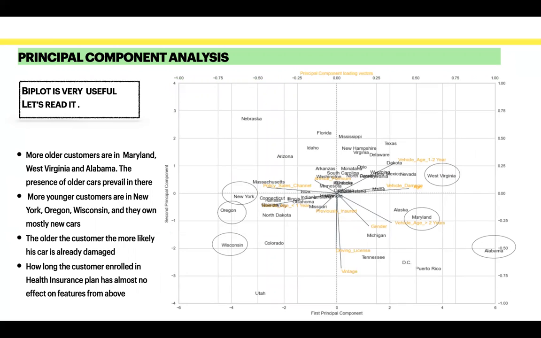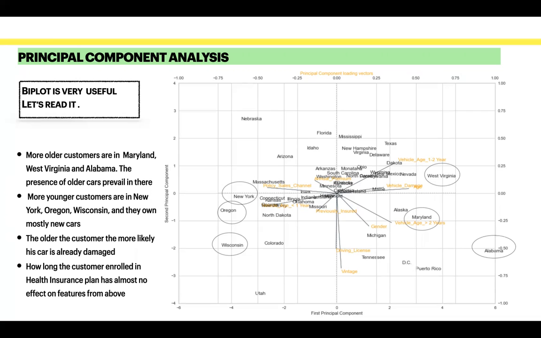The presence of the region dimension in the data allows me to perform geographical segmentation. The biplot is very useful because it displays both principal component scores and principal component loadings. So we can observe that Alabama, West Virginia, and Maryland have the higher positive principal component scores, and the variables customer age, vehicle age between 1 and 2 years, and vehicle damage are closer to these states in the dimensional space.